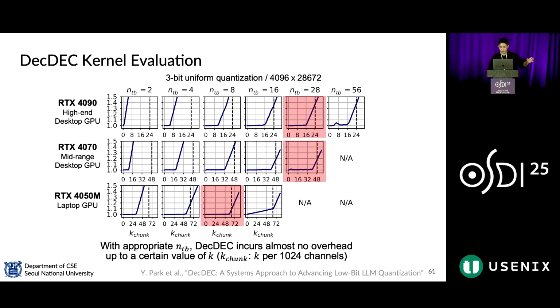The red-marked graphs represent cases where NTB is properly set for each GPU. As you can see, for these cases, there is no latency increase at all until the K value grows beyond a certain point. The results stay flat right around 1.0. This means that DEC is successfully overlapped and fully hidden. And this is exactly the behavior we expected, and it confirms that our kernel is well implemented.